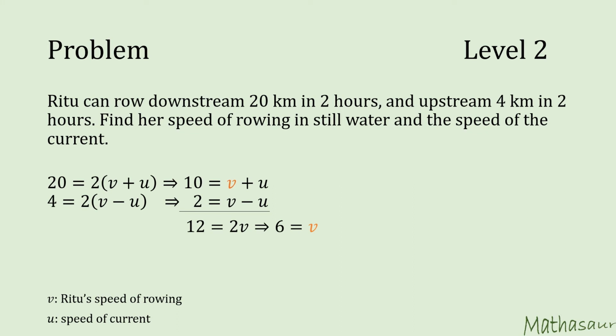Substituting this value of v in one of the equations, we get u equals 4. Let us write down their units and we get u equals 4 km per hour and v equals 6 km per hour. So the speed of the current is 4 km per hour and Ritu's speed of rowing is 6 km per hour.